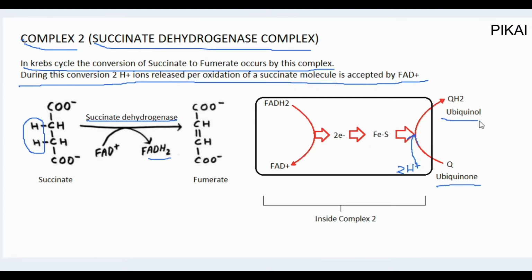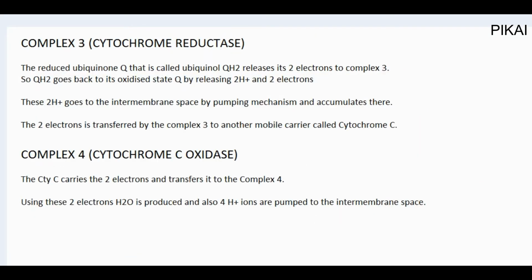Now this ubiquinol produced in both complex 1 and complex 2 is transferred to complex 3. So let's see what happens next. As far as we have seen, ubiquinone is converted to ubiquinol by accepting electrons and hydrogen ions. Two electrons and two hydrogen ions are accepted by the ubiquinone, which converts it to its reduced form, the ubiquinol. Now this ubiquinol comes to complex 3, where the new story begins.